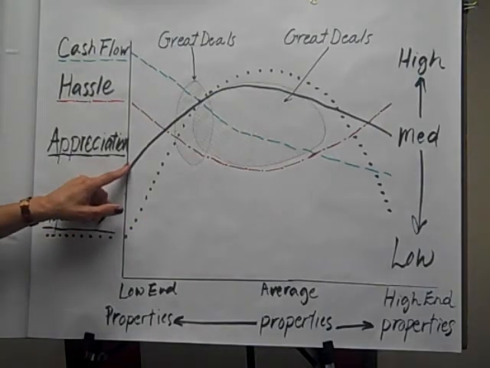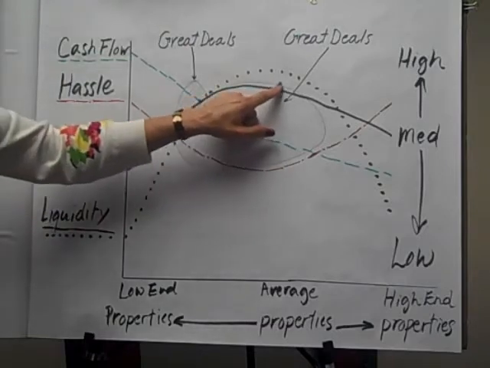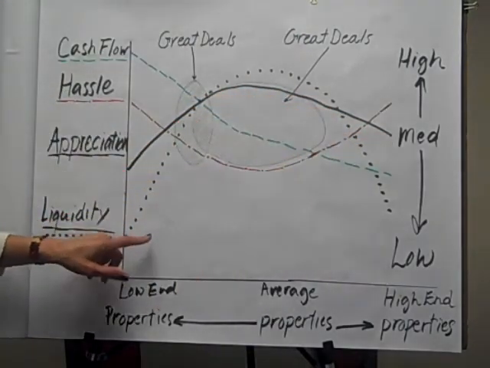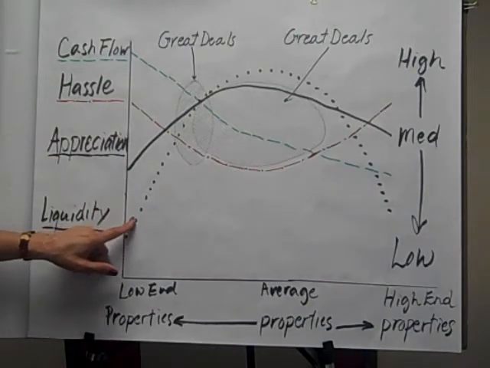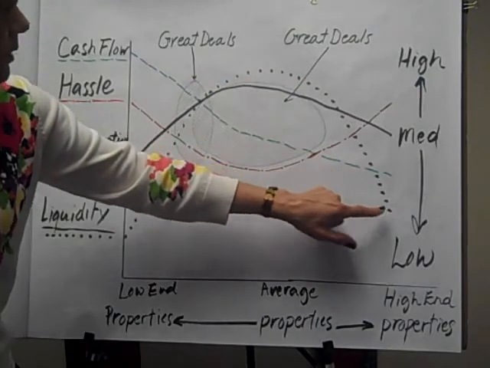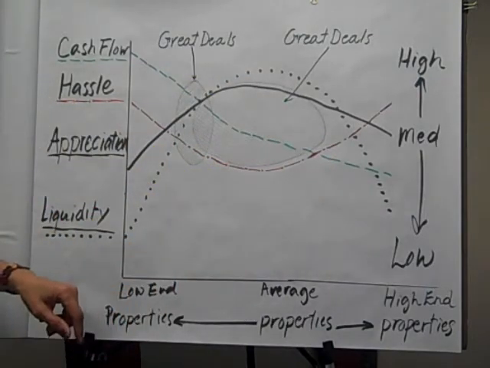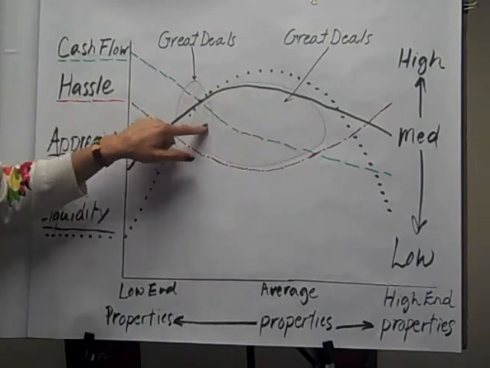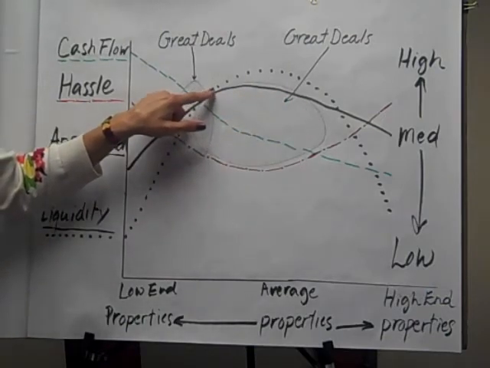Appreciation, we see just the opposite. It's kind of lower at the lower end properties, goes up and comes back down at the very high end properties. And lastly is liquidity, and we have even a steeper curve of that reflecting the appreciation. So where we want to focus is in the middle of the market right here. You can see that that's higher points for all of these curves.